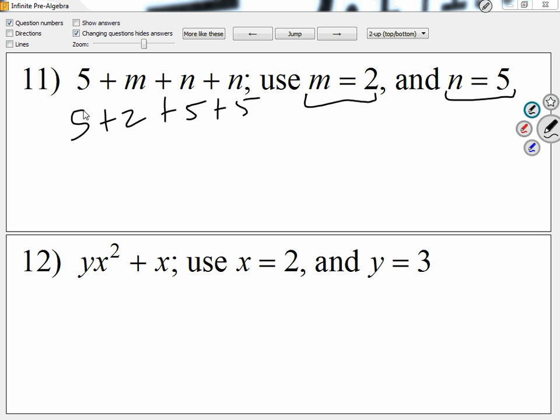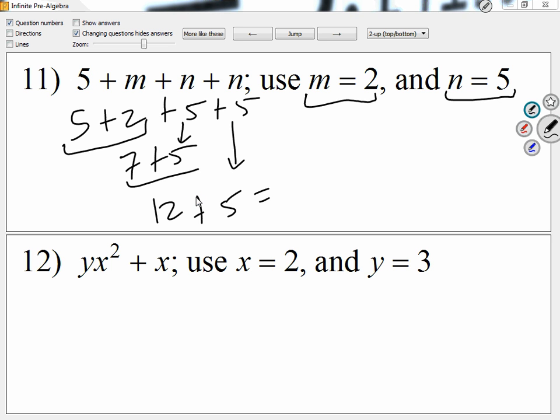Remember in the order of operations, groups, exponents, multiplication, division, I see none of those. It's all addition and subtraction, so let me do it from left to right. How much is 5 plus 2? 7. Then 7 plus 5? 12. Then the last one is plus 5? 17.